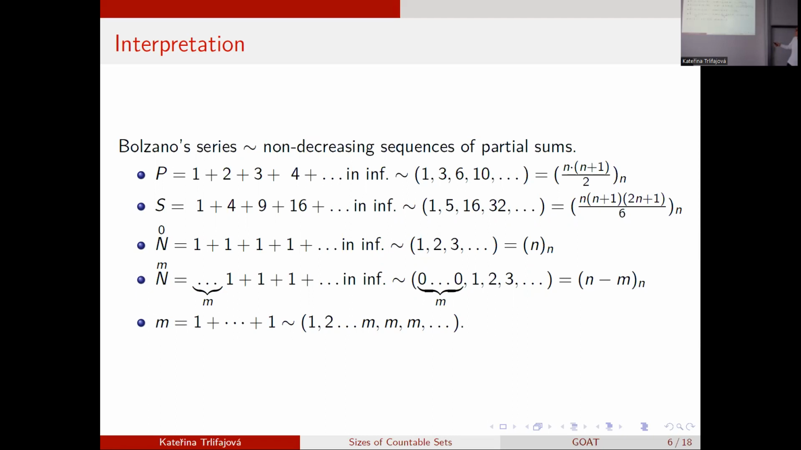Here, this is n minus m. This is the sequence 1, 2, 3, 4, and this is the same sequence but minus m. And in this interpretation we can also use any finite number m as an infinite sequence that continues only by m.